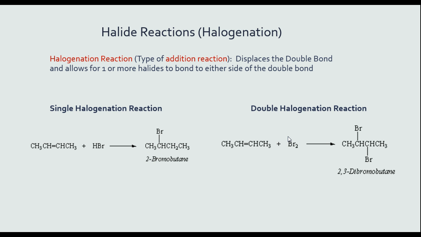You can also have what's known as a double halogenation, where the same thing happens, except notice now we're reacting with two halogens, the Br2. They separate from each other. One attaches here, one attaches here, and this time your product involves both bromines attached in a single bond between the two carbons which used to have a double bond.